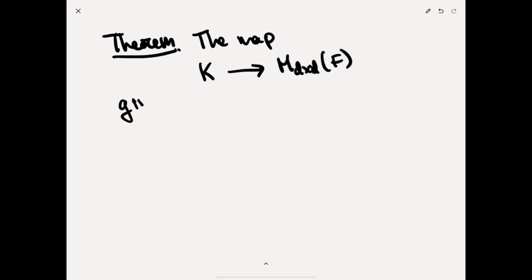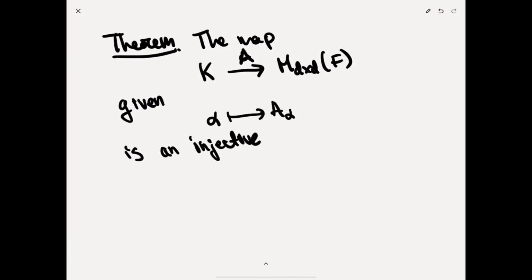So the theorem says the following. The theorem is that the map A from K into M d by d over F, given by alpha maps to A of alpha, and this requires a given choice of basis, is an injective ring homomorphism.